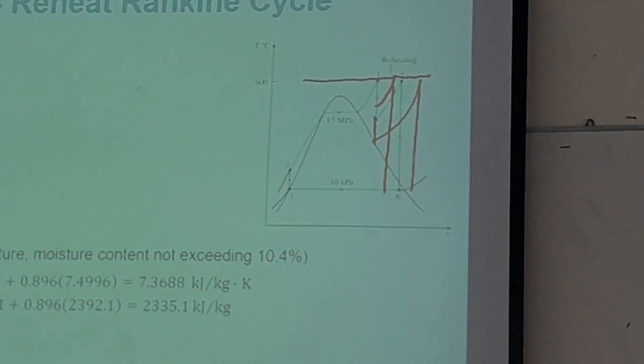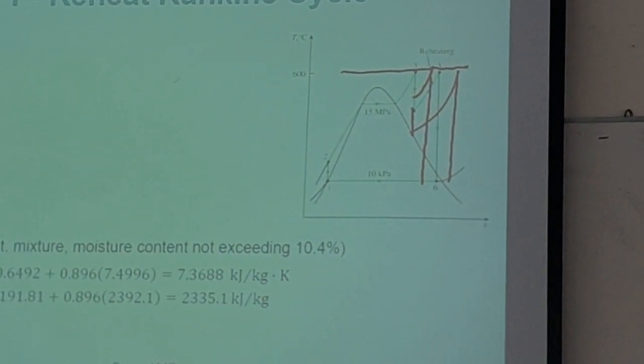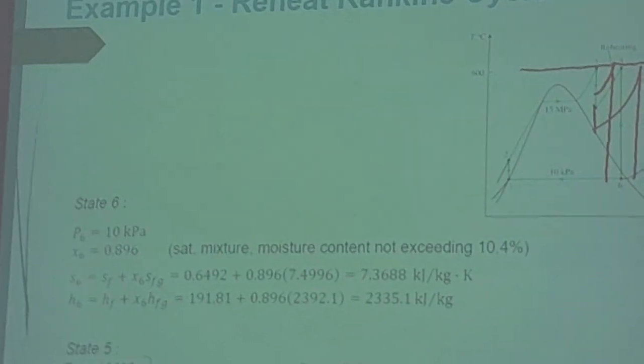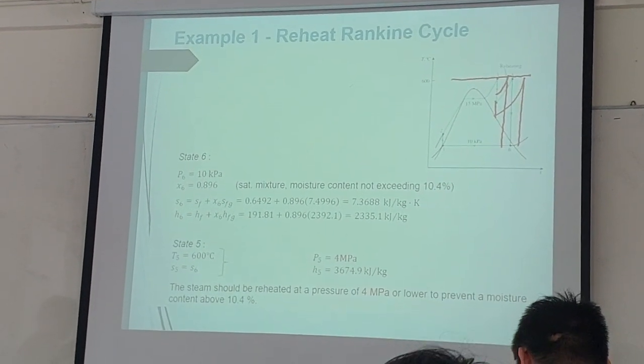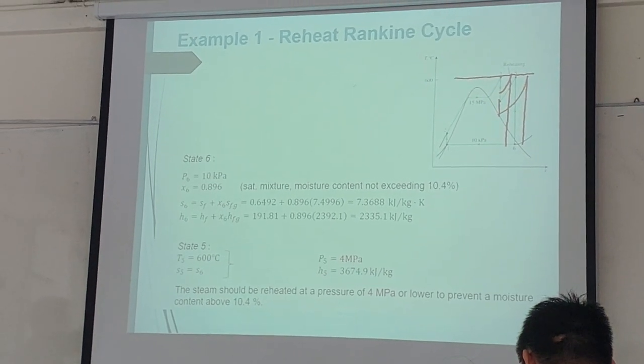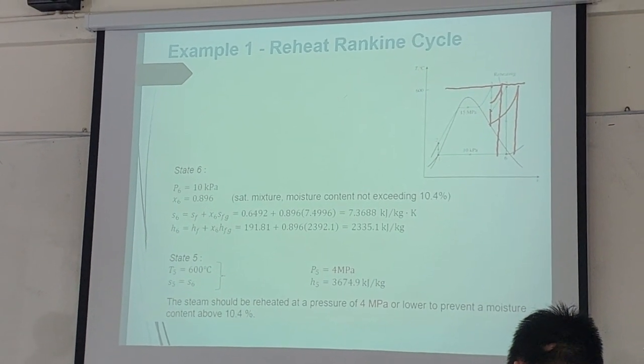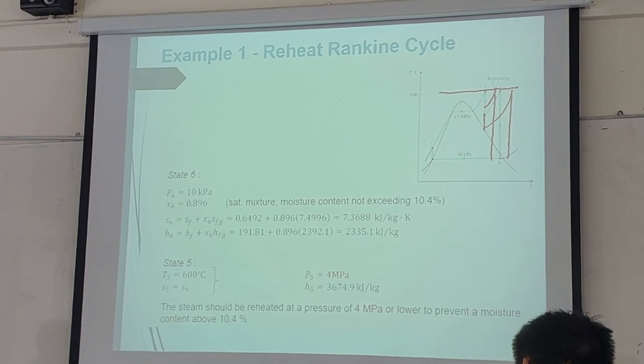So again, ultimately these are all design issues. You are choosing all these values based on what you want. In this case, what we want is the 89.6% quality. We also want T5 to be a fixed value. That is why 4 megapascal is the maximum value.